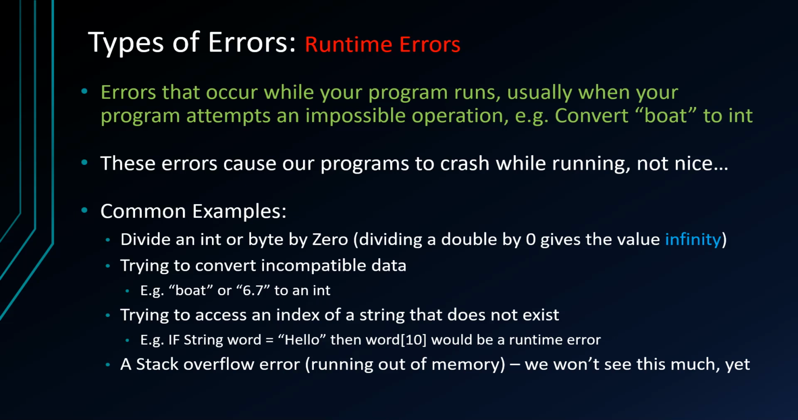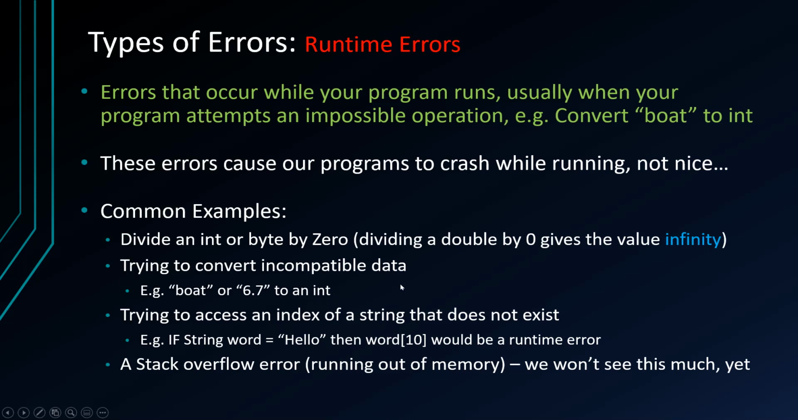So here are some common examples of runtime errors that we see all the time. Dividing by 0. Now, you can't divide an int or a byte by 0. That will actually crash the program. However, you can divide a double by 0, and that will give you a result of infinity. Literally, if you display it on the screen using a Console.WriteLine, you are going to get the word infinity on the screen.